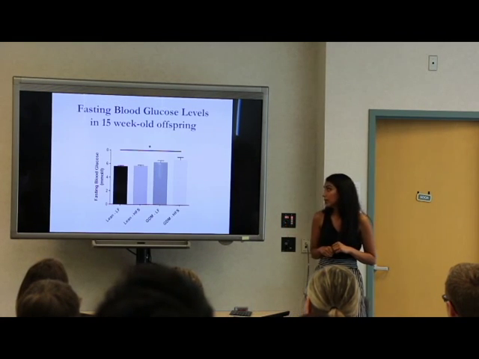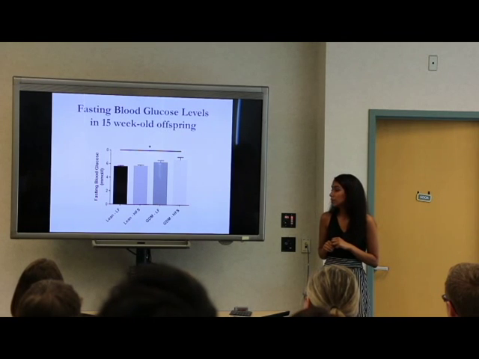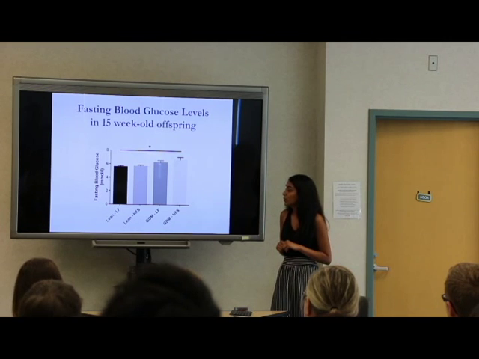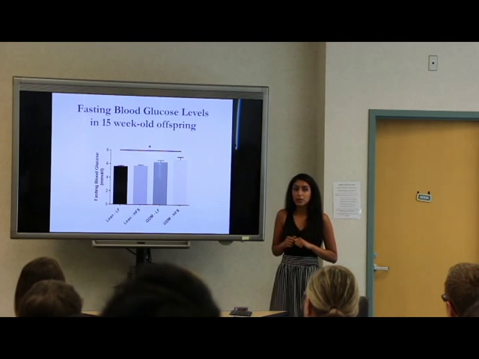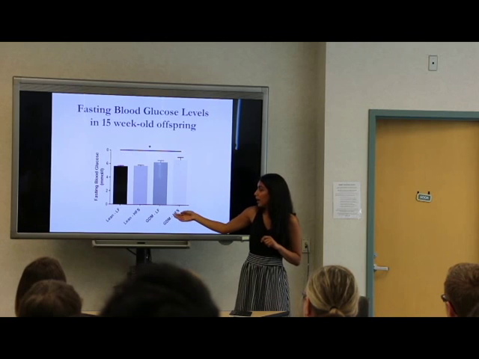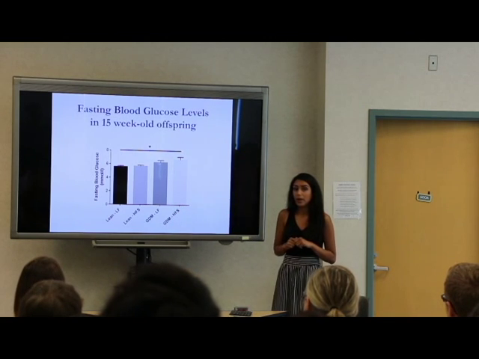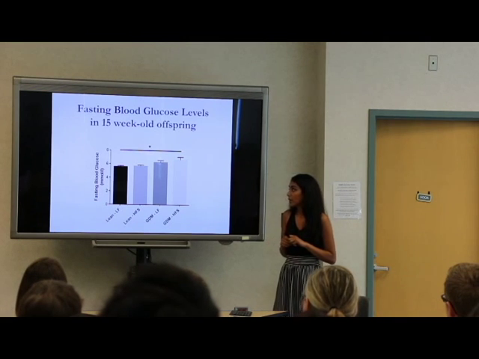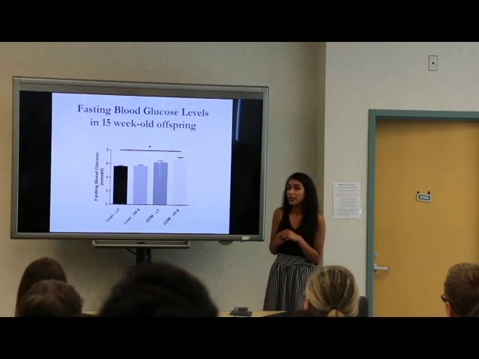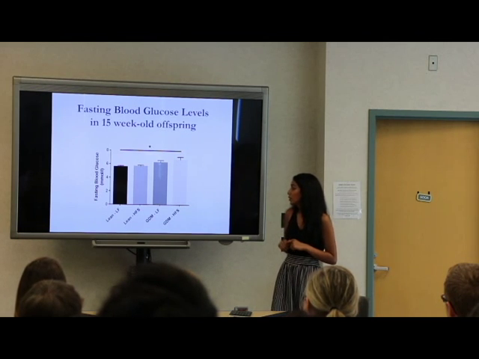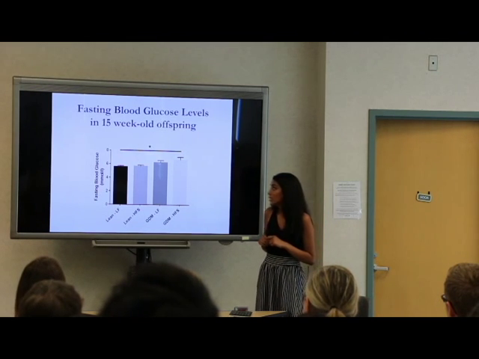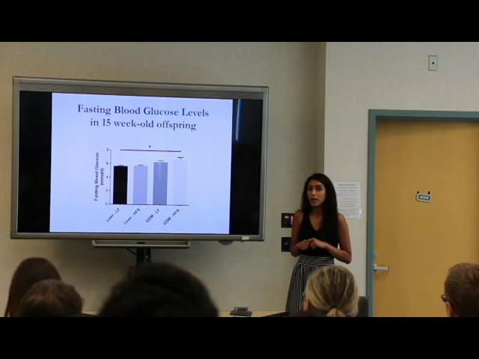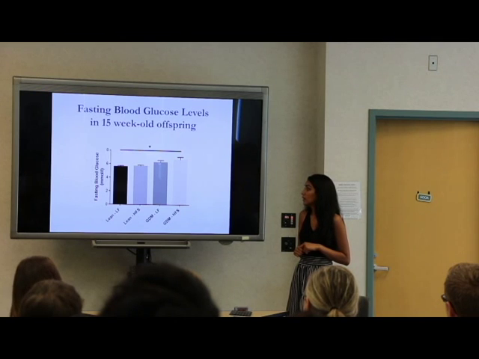From the blood samples, we measured fasting blood glucose levels. So here are our offspring from a lean mom on a low-fat diet. This will be our control group, so this is considered a normal fasting blood glucose level. These are our offspring from a lean mom on a high-fat sucrose diet. These offspring are able to respond to a high-fat sucrose diet and bring their blood glucose levels back to normal. But that's not the case for offspring from a GDM pregnancy. Offspring from a GDM mom on a low-fat diet show elevated blood glucose levels, and offspring from a GDM pregnancy on a high-fat sucrose diet show further elevated fasting blood glucose levels.